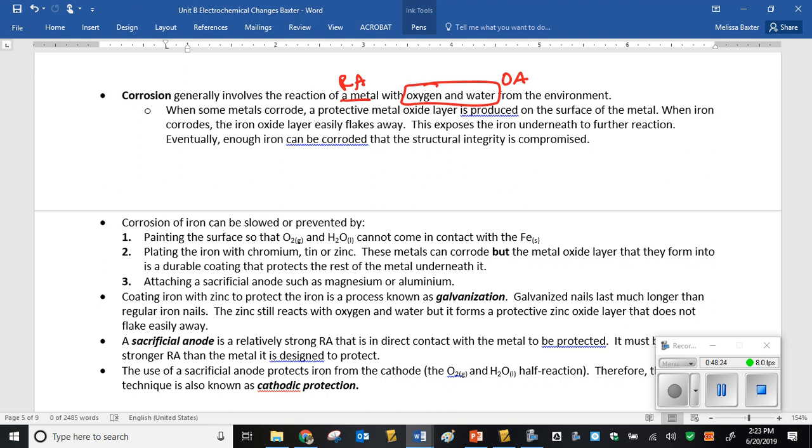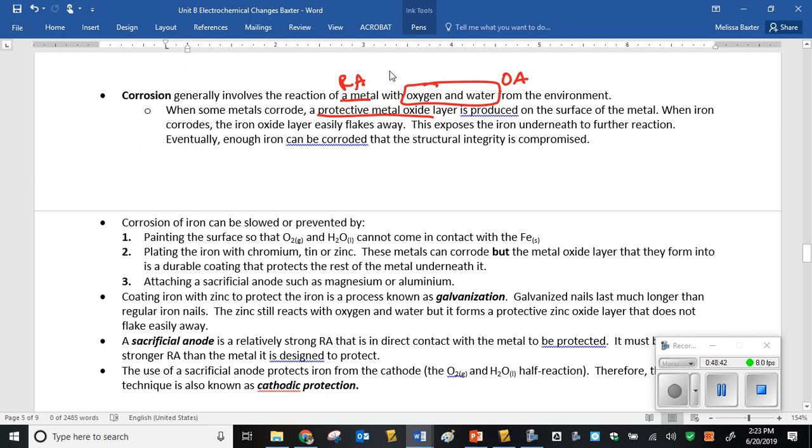So when we're thinking about corrosion, sometimes you get a protective layer. So I usually show a picture of copper oxidized. I'm sure you've all seen it. It looks green when it's oxidized, and it actually protects the other copper that's underneath. But iron doesn't do that. It flakes away, so you need to protect iron.